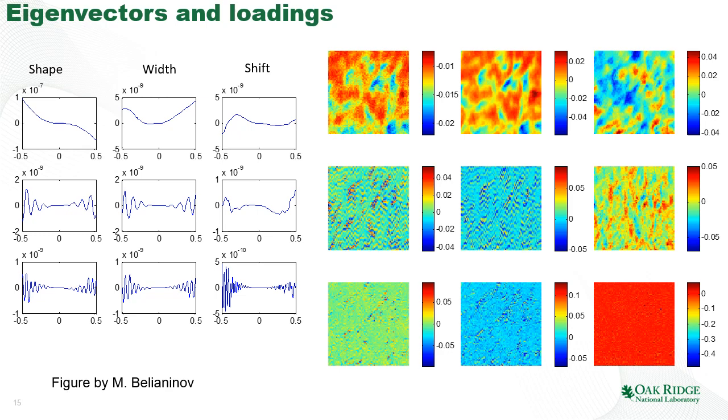Now, what about the higher order components? If you apply the same logic of looking at both the eigenvector and loading map, you can see that component number 6 seems to have some non-trivial behavior.